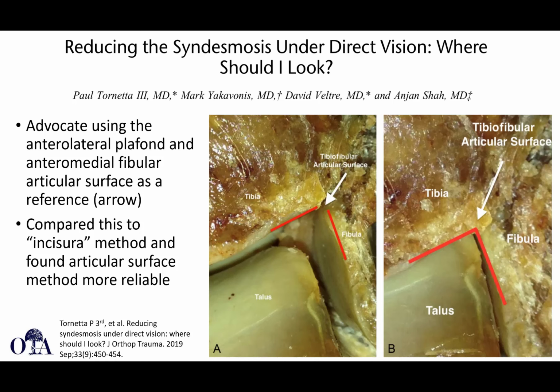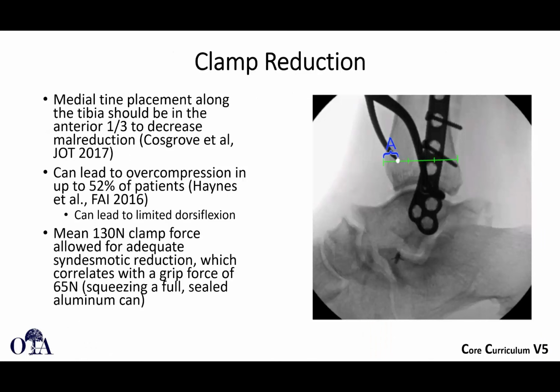So where should you look? Well, in this cadaveric paper, they advocate using the anterolateral plafond and anteromedial fibular articular surface as a reference, and compared this with the incisura method and found the articular surface method to be a little bit more reliable. So that's somewhere where you could potentially look when you're doing your reduction.